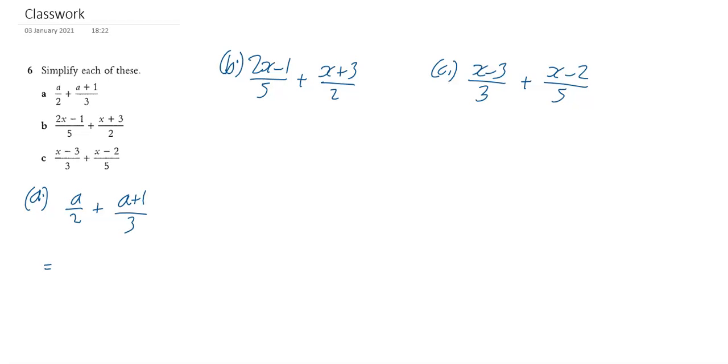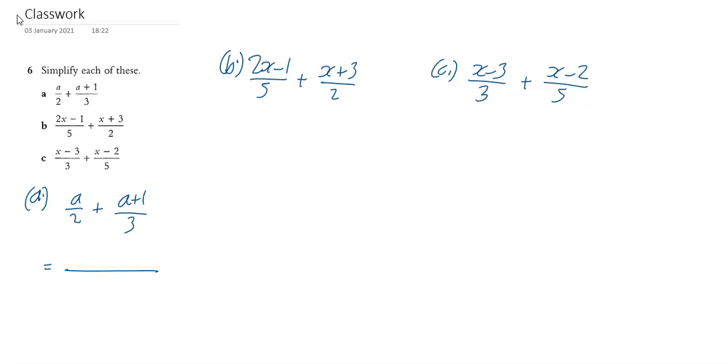So the first thing you've got to do if you're adding or subtracting fractions, before you can do any addition or subtraction, is find a common denominator. So that's what we're going to do first of all in all of these questions. Okay, part A says a over 2 plus a plus 1 over 3. So you're adding halves and thirds, so your common denominator is going to be 6.